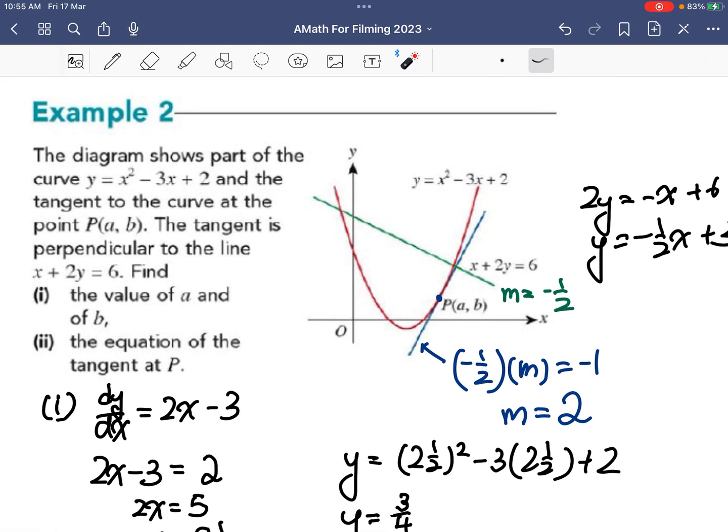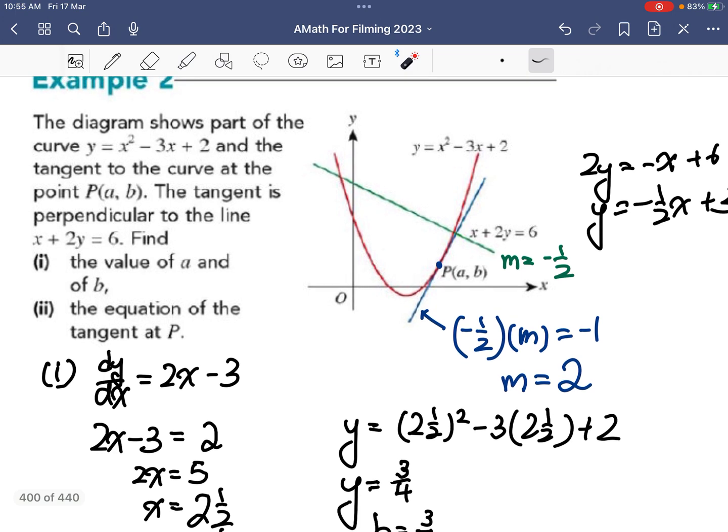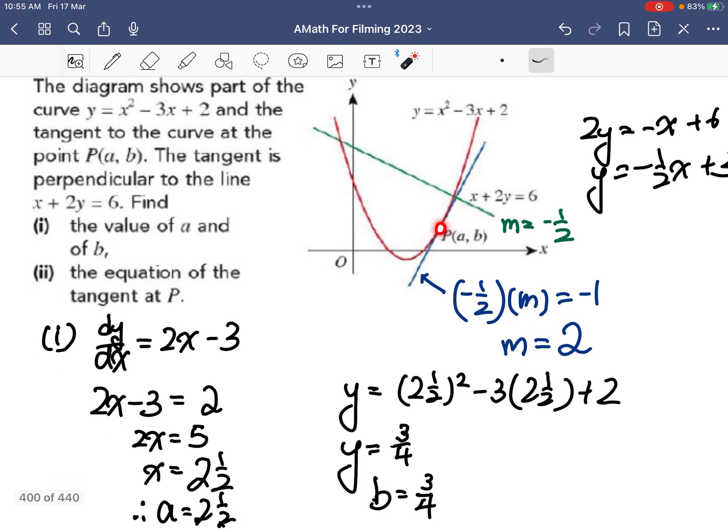Then I know that for this graph itself, the gradient along all the points is 2x minus 3. So what I'm saying is, at this point, my gradient equals 2. So I equate it to the gradient itself. So 2x minus 3 equals 2. I solve and find that at this point, my x value is 2.5. So the x value corresponds to a. So a is 2.5.